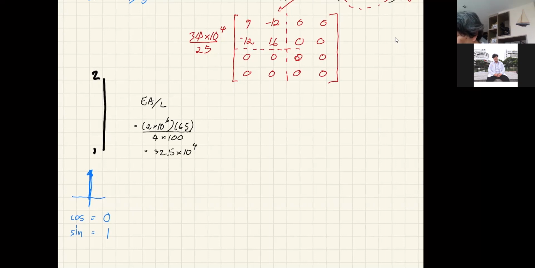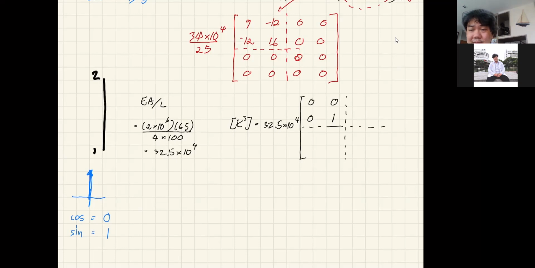So for the stiffness matrix of member 3, it should be straightforward. 32.5 multiplied by 10 to the power 4. Cosine is 0. Sine is 1. So you would expect to have something like this. Okay. And you can break this again into 4 quadrants. Actually, they don't call that quadrant, right? They call it some kind of submatrix, whatever. I don't remember. But again, this should be similar to this.